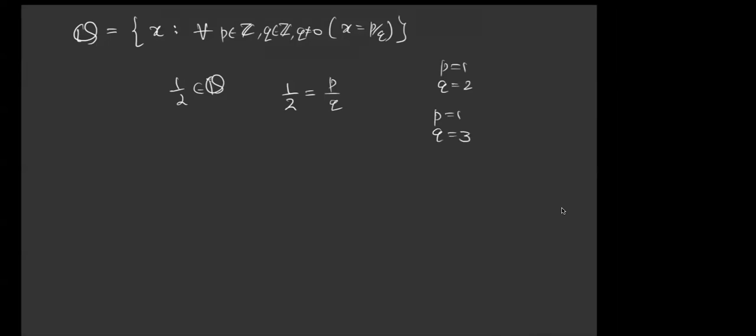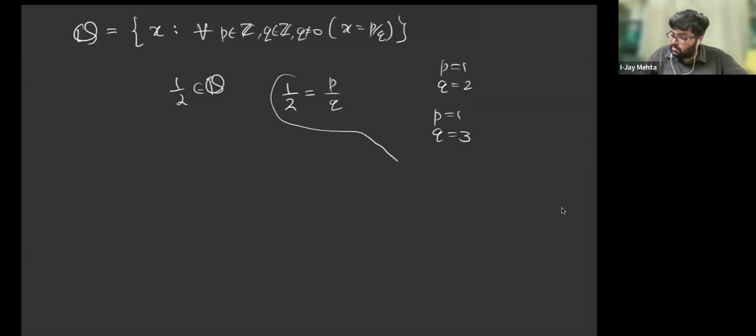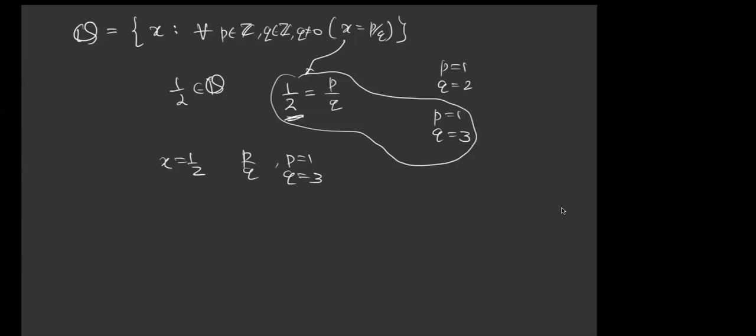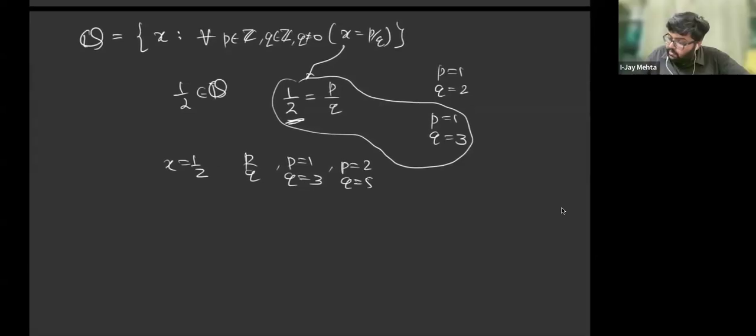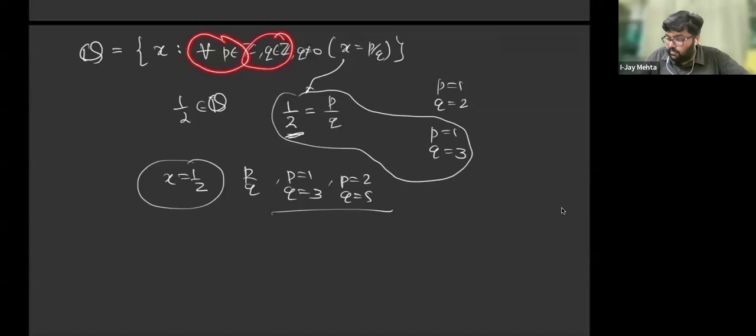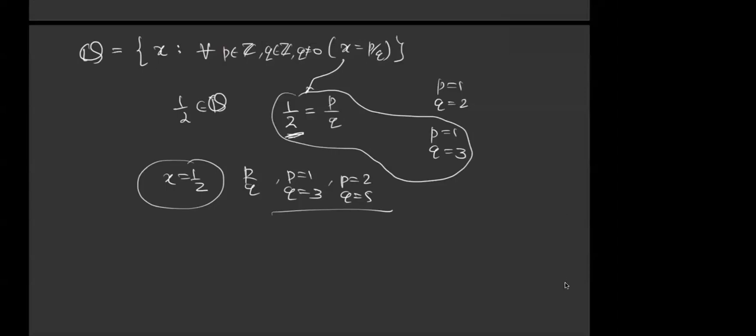Yes. Yes, 1 by 2 equals to this? No. Right? So if x equals 1 by 2, can I write like this, P equals 1, x equals 1 by 2? Can I write P by Q, where P is 1 and Q is 3? Is it possible? No, sir. Can I write P equals 2 and Q equals 5? Is it possible to write this x in this form? No. So can I take all P and all Q, or there exists some P? There exists. Yes. Good. Right?